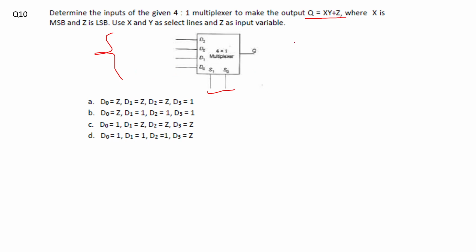So what function we need to implement? We need to implement this Q, that is our output, equal to XY plus Z, and we need to implement it using a 4x1 mux, where X and Y are our select lines. So let's first convert it into standard sum of product form.